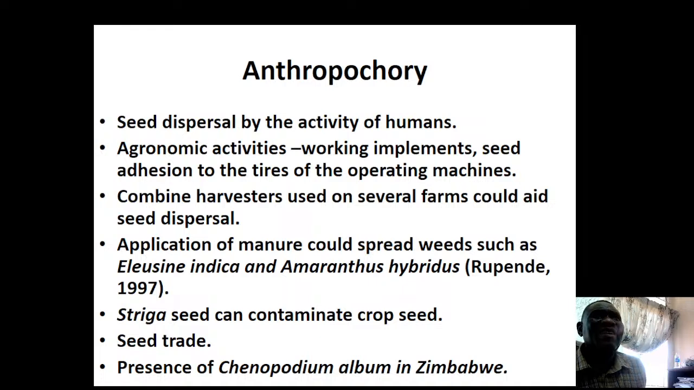Humans are involved with a lot of seed dispersal. This is known as anthropochory. Agronomic activities, working with implements. You have seed adhesion to the tires of operating machines. It could be clothes or even animal skin of draft power animals. Combine harvesters used on several farms could end up dispersing weeds from farm to farm.